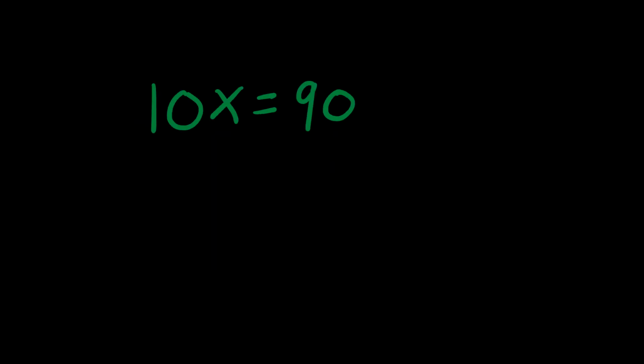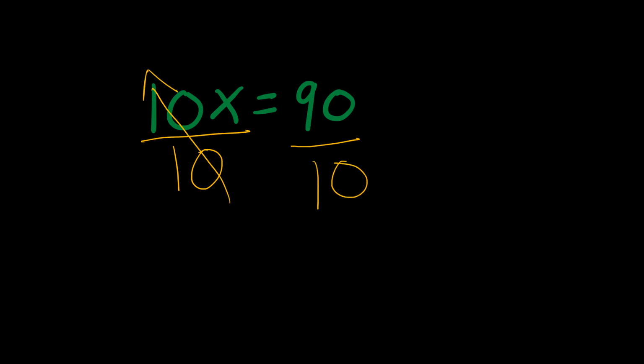So now we have 10x equals 90. Right? 10 is being multiplied by x. Right? So I know I'm going to have to divide by 10. And then if I divide this side by 10, I have to divide the other side by 10. 10 divided by 10 is 1. 90 divided by 10 is 9. Right? So x would equal 9.